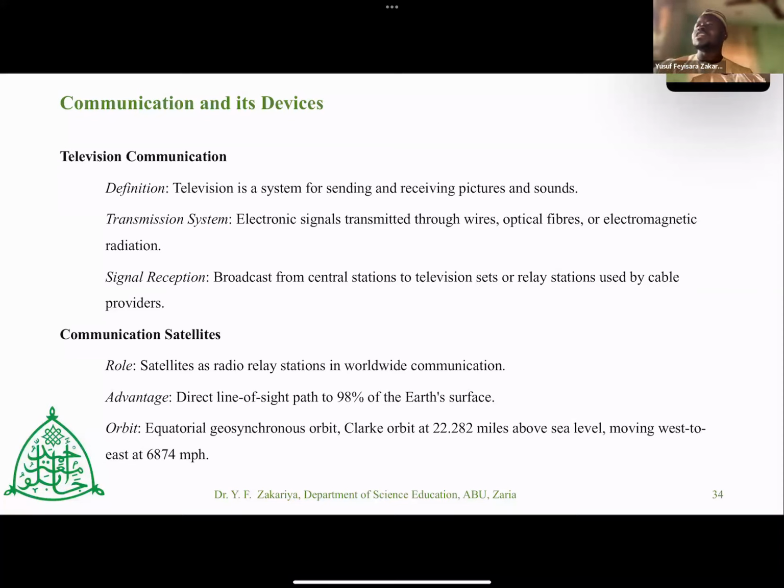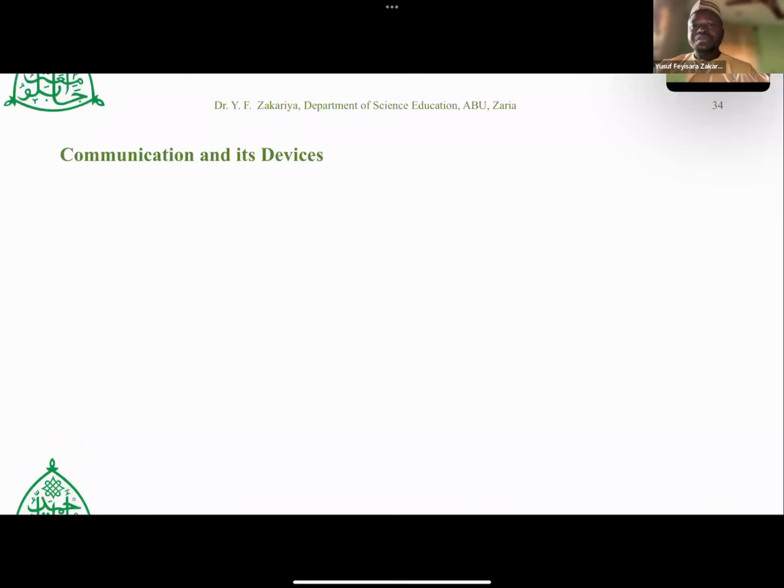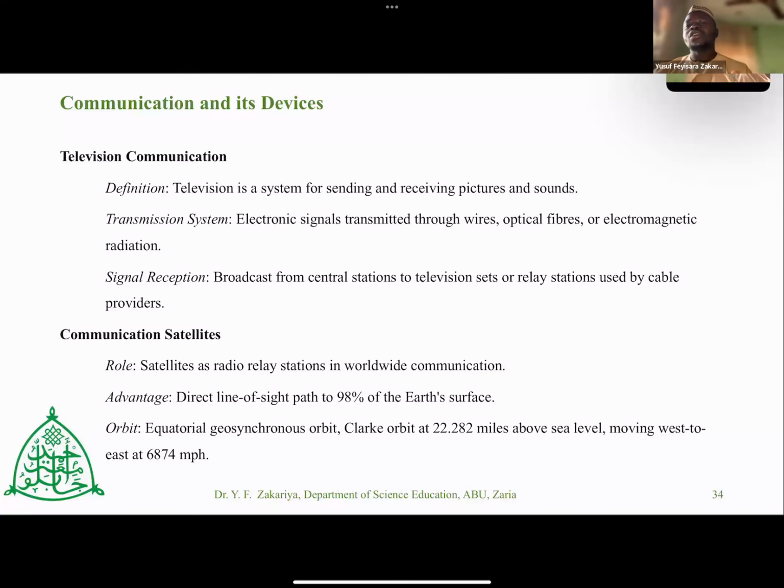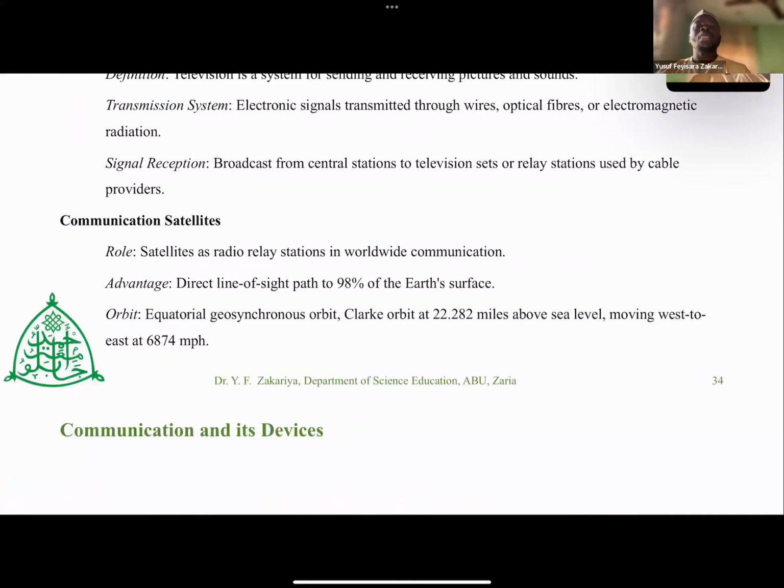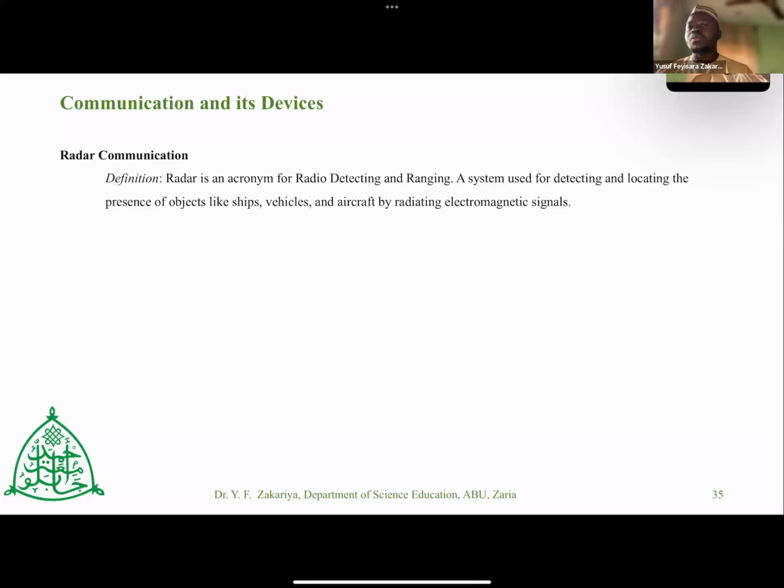And if the US should turn the satellite away from Nigeria, that means we don't have internet whatsoever. During the time of President Muhammadu Buhari, there was an attempt to launch a satellite like that. I don't know how that goes, but Nigeria is Nigeria always. So what I'm saying here is that communication satellites are part of the communication devices that we have. All right. Then we still move on to radar communication.